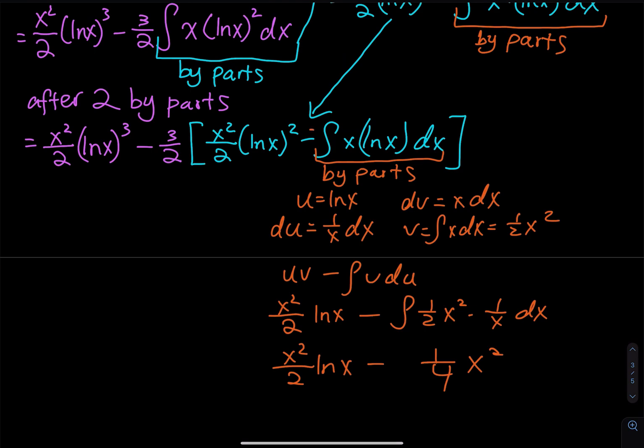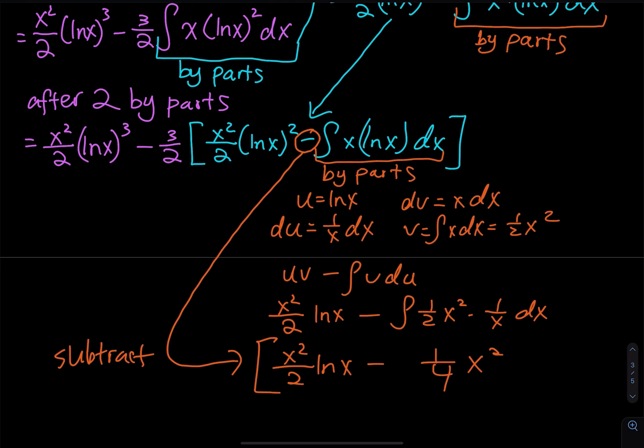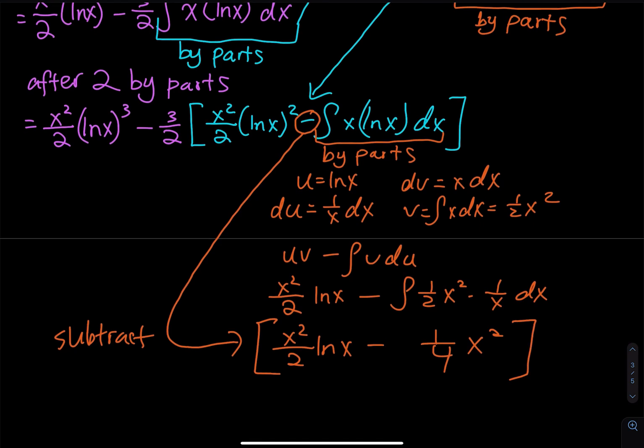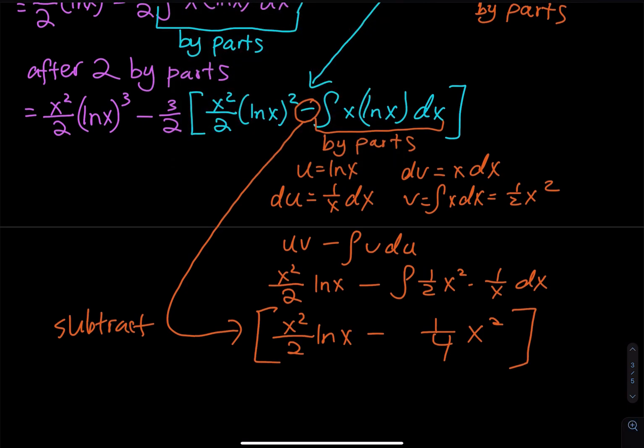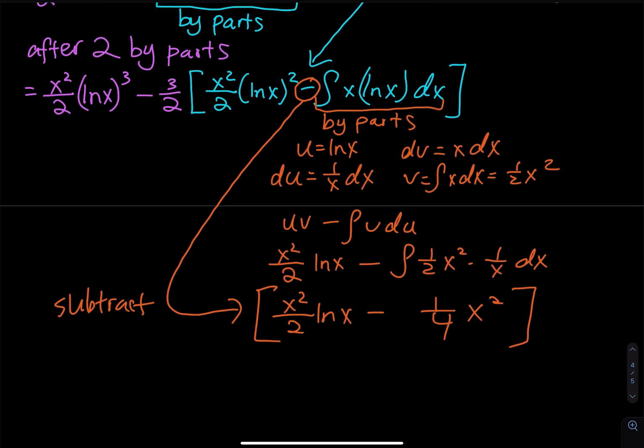Then you have to subtract this. So look, you have a minus here, right? So you will have to subtract the whole thing. Okay, so what is the final answer? The very last step is after we did three rounds of integration by parts.